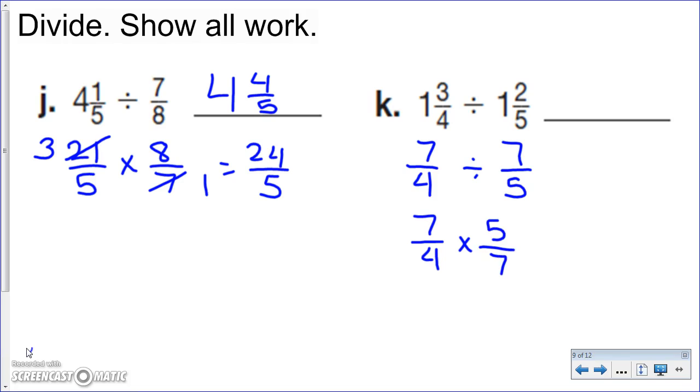This is another problem where we can cross simplify because 7 goes into 7 once both times. So now we just multiply across. 1 times 5 is 5. 1 times 4 is 4. Then we need to take our improper fraction and turn it into a mixed number. So 5/4 becomes 1 1/4.